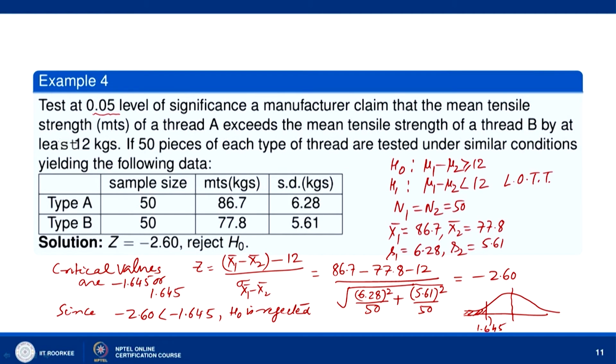That means this manufacturer's claim is not tenable. The manufacturer's claim at alpha equal to 0.05 is not tenable, because we have to reject H naught and we are accepting that mu 1 minus mu 2 is less than 12. So, with that I would like to end this lecture.